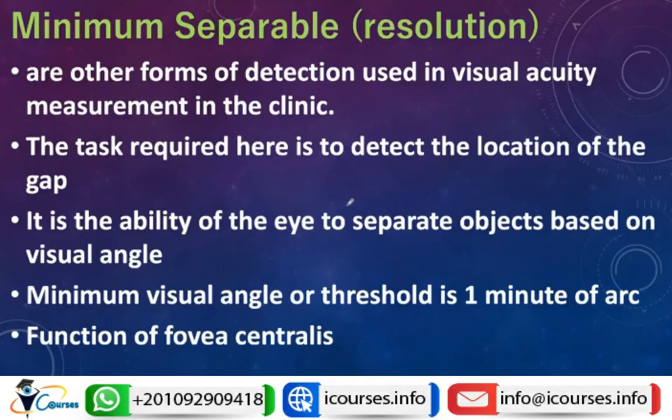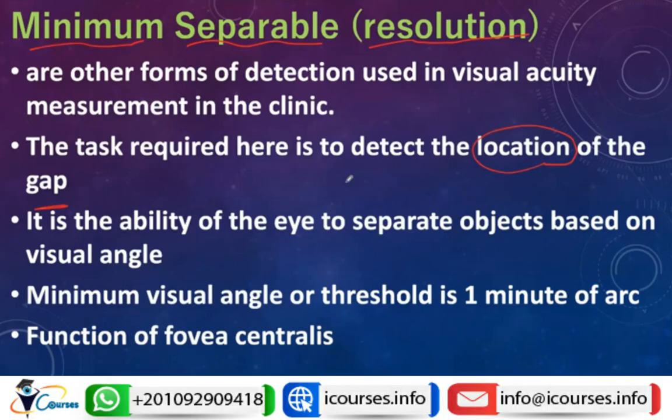The second one, which is the most used in the clinic, is called the minimum separable, or the resolving power of the visual system. This is the most commonly used. In this task, the patient is required to localize the location of the gap. So he is presented with several letters that have gaps, and the patient is required to say where the gap is.